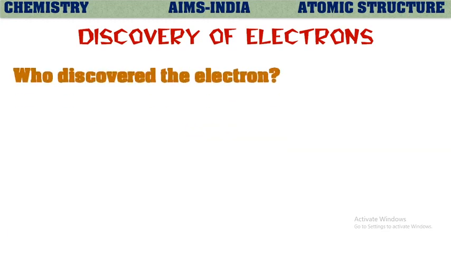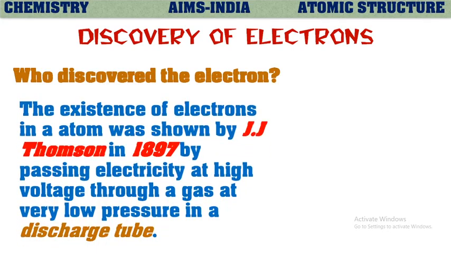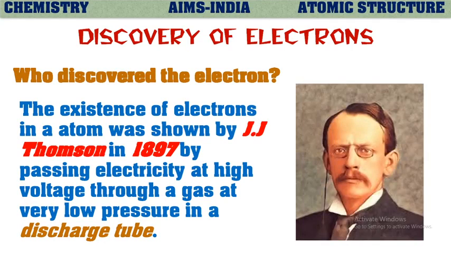Who discovered these? The existence of electrons in an atom was first shown by J. J. Thomson in 1897 by passing electricity at a high voltage through a gas at very low pressure in a discharge tube. Here we have to see what a discharge tube is.